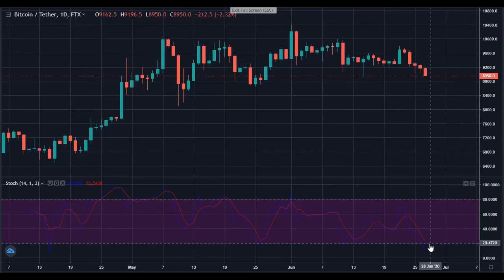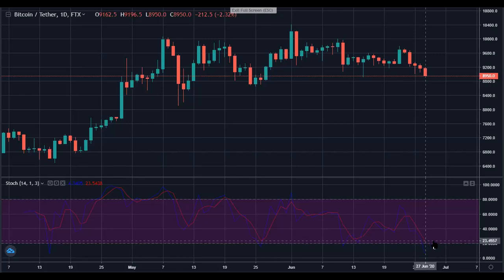So as you can see here, from our stochastic, the price of BTC is going down, even though it's fastly approaching the oversold region. And remember what I said, that once the price gets to the oversold region, the next thing that will happen is that it will reverse and start going up.